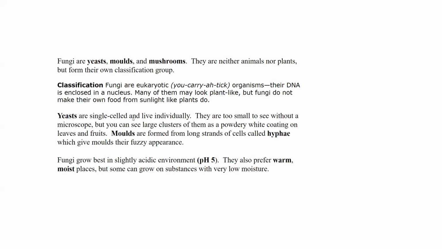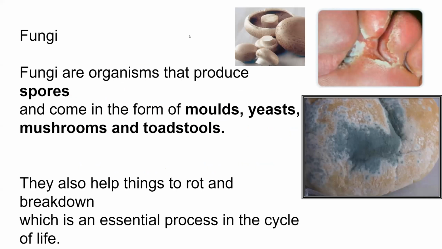So yeast are single-celled and live individually. Okay, molds are formed from long strands of cells called hyphae. Fungi grow best in slightly acidic conditions and prefer warm, moist places. So fungi produce spores. Okay, we'll look at what spores are and how they're used in reproduction soon. They help to break things down and to rot substances, which is an essential process of the life cycle.